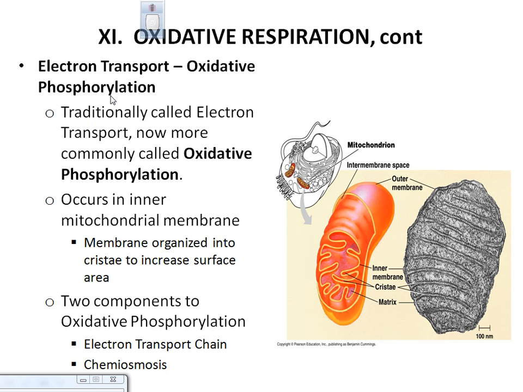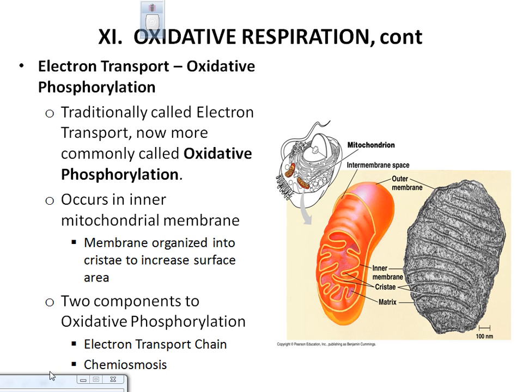Now, moving on to the final step of oxidative respiration, which is oxidative phosphorylation, traditionally called the electron transport chain. Most colleges and textbooks will just generally call this oxidative phosphorylation, but it is the ETC. It occurs in the inner mitochondrial membrane, which is called the cristae. The membrane is organized to have a lot of cristae. You can see in this diagram the folds back and forth. The more highly convoluted these folds are, the more surface area is provided for the ETC to function.